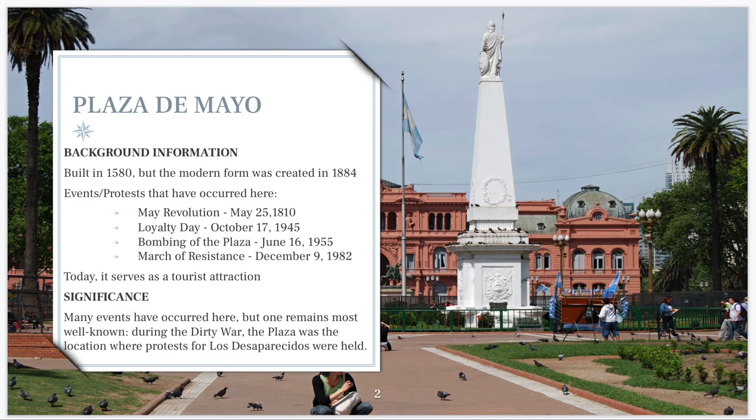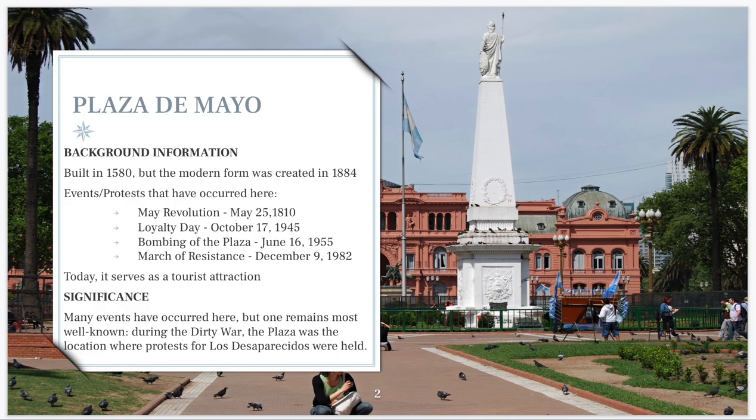And many famous events and protests in Argentina have occurred here, such as the May Revolution in 1810, Loyalty Day in 1945, the bombing of the plaza, it was actually bombed in 1955, and the March of Resistance in 1982. And the March of Resistance was related to the Dirty War, where a lot of mothers and families of disappeared people protested here against the fact that their family members were being tortured and killed by the Argentinian junta. And today it serves as a famous and very popular tourist attraction.